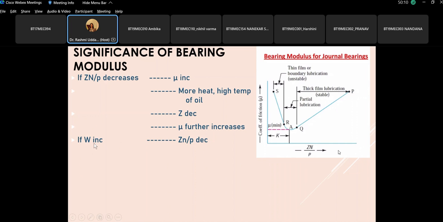The moment the load increases, the pressure on the oil will also increase, because this average pressure is W upon the area. So when the load increases, the value of P increases, and if P increases, this Zn by P decreases. So the moment load is increasing, Zn by P is moving on the negative x-axis, decreasing. Similarly, if N, the speed of the journal, is increasing, with the increase in the journal speed, if you are moving in the stable zone, when Zn by P is increasing, the value of mu, the coefficient of friction, is also increasing.